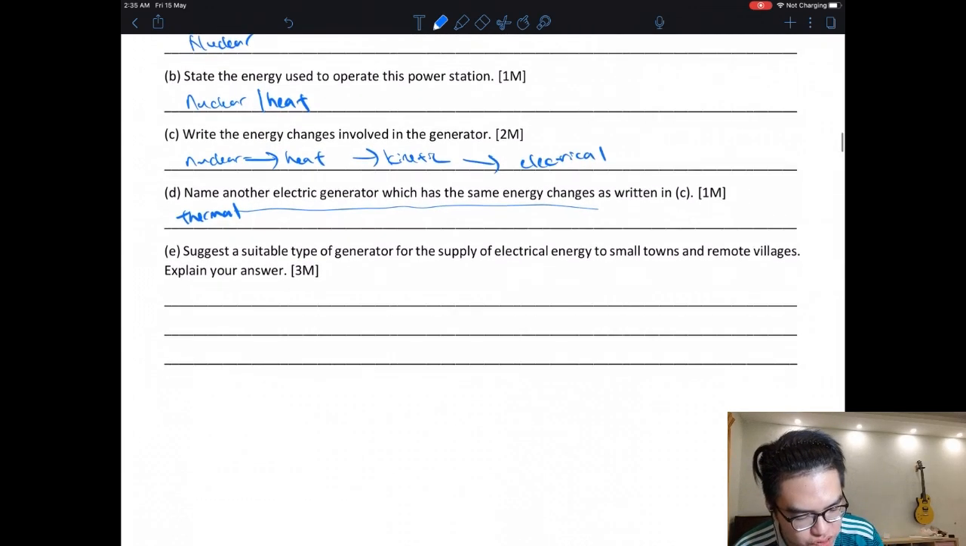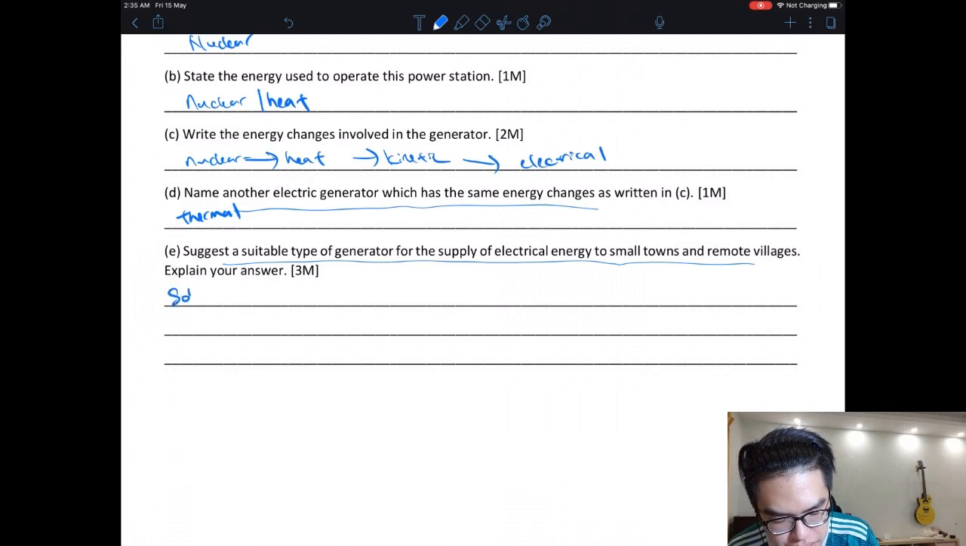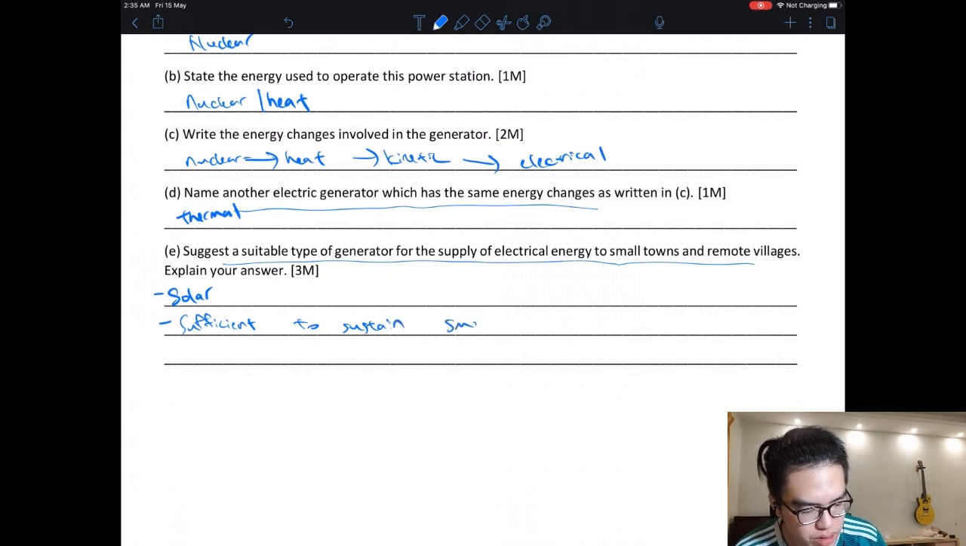Suggest a suitable type of generator for a small town and remote village. Small town, you can use solar. Why solar? Because solar, you can say it is sufficient to sustain small towns. Solar doesn't create a lot of energy, that's why for a small town it's just nice. Also, it has low maintenance.